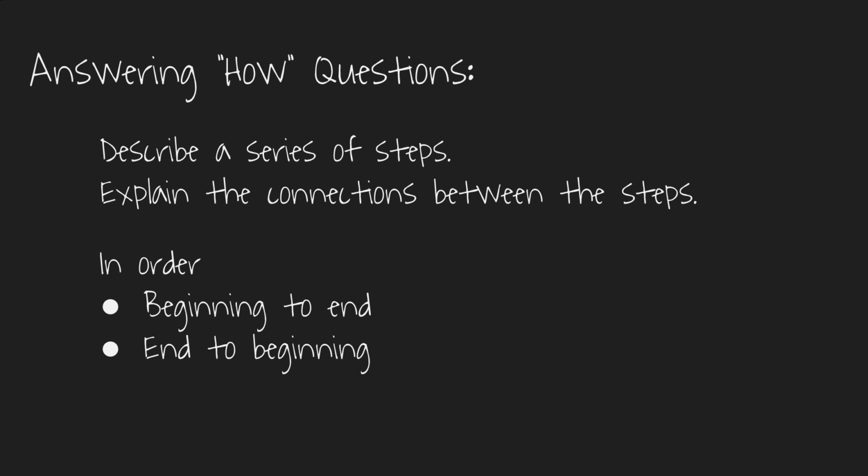So when you're answering a how question, you're going to want to describe a series of steps. And usually we'll need to explain the connections between these steps. Usually, it makes the most sense to explain the steps in order. You may want to go from beginning to the end like a story, or you might want to explain it like a detective working backwards from the clues at the end to the cause at the beginning. Either way, you will need to know the steps of the process.